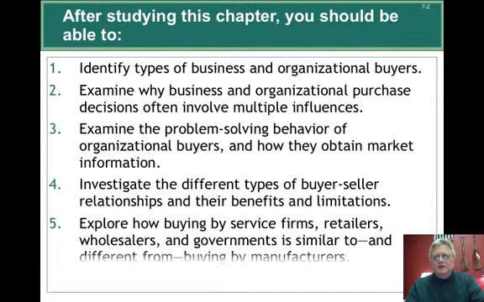After studying the chapter, you should be able to identify different types of businesses and organizational buyers. Examine why business and organizational purchase decisions often involve multiple influences, which is a key difference between organizational buyers and the final consumer. Examine the problem-solving behavior of organizational buyers, and a quick look at how they obtain market information. Investigate the different types of buyer-seller relationships and explore how buying by service firms, retailers, wholesalers, and the government is similar to and different from the buying by manufacturers.